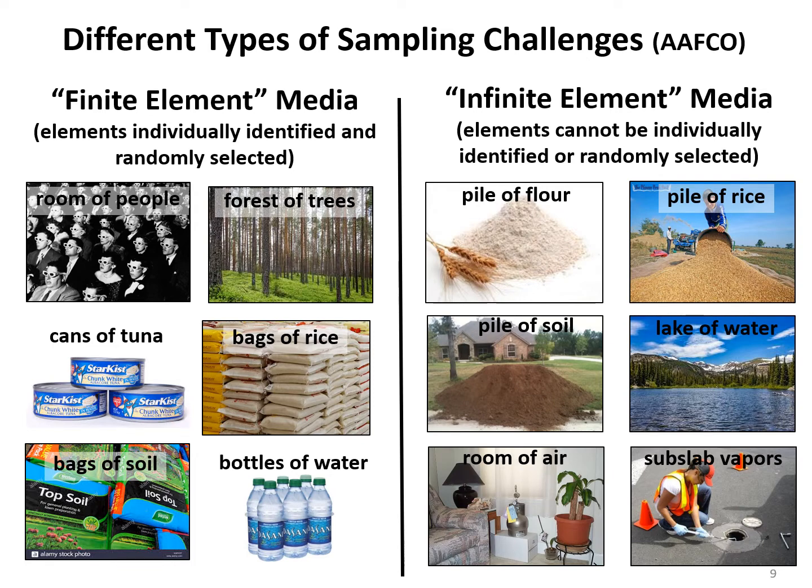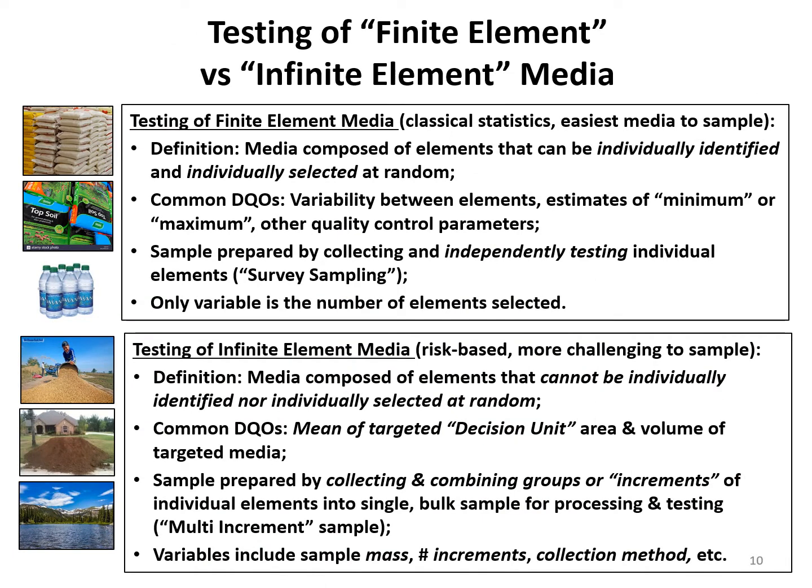So a different type of sampling challenge with these. We talk about this in other presentations, but it's a different way of testing finite element media versus infinite element media. So testing of finite element media, this again is classical statistics. It's the easiest media to sample. So by definition, again, media composed of elements that can be individually identified and individually selected at random.